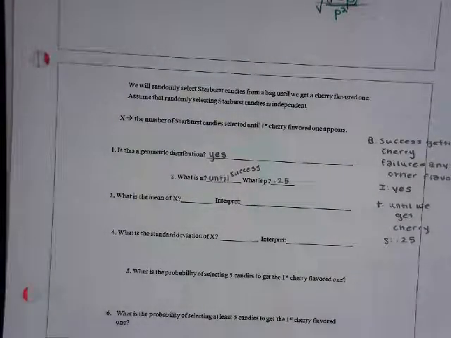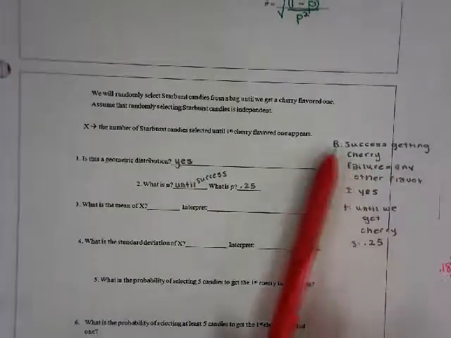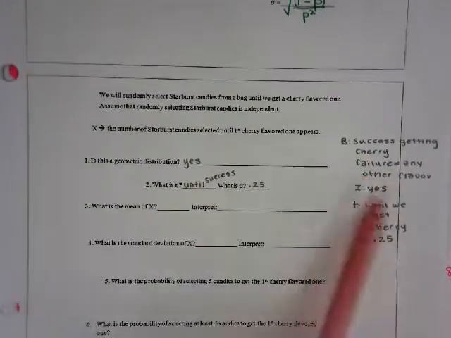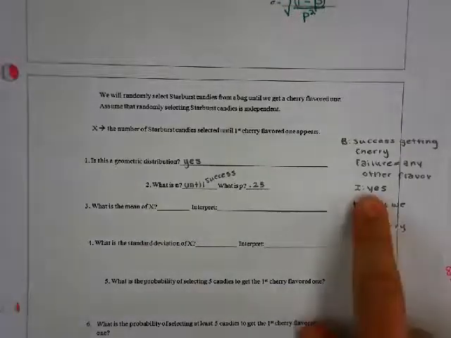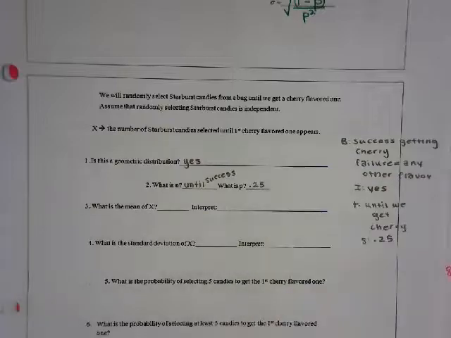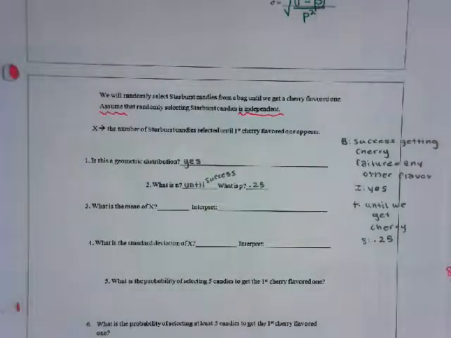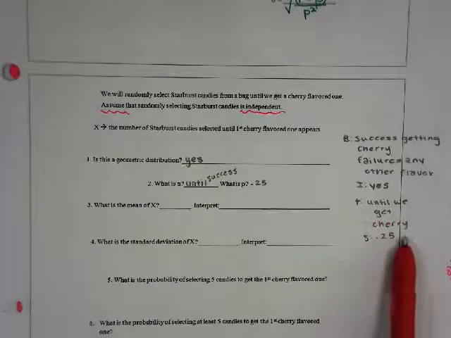All right, so geometric, she checked bits over here. Binary: success is getting a cherry, failure is any other flavor: orange, lemon, and strawberry. Independent: it tells you up here that we're going to assume independent, so you can put the word independent, however you want to say it. T, the number of trials: we go until we get a cherry. And S, the probability of success: there are 4 flavors, so it's 1 out of 4, so 0.25.